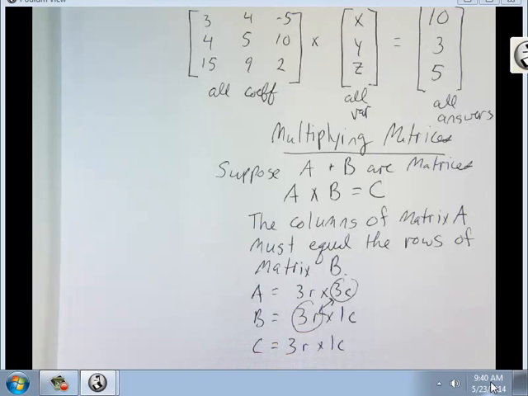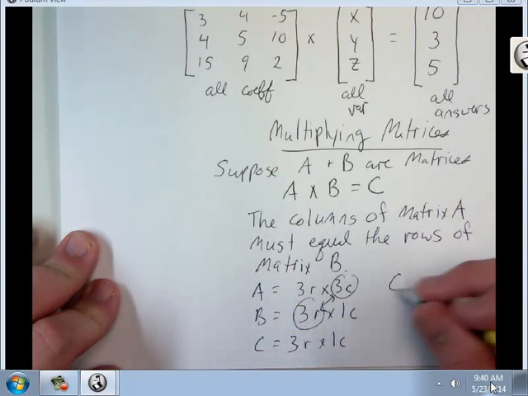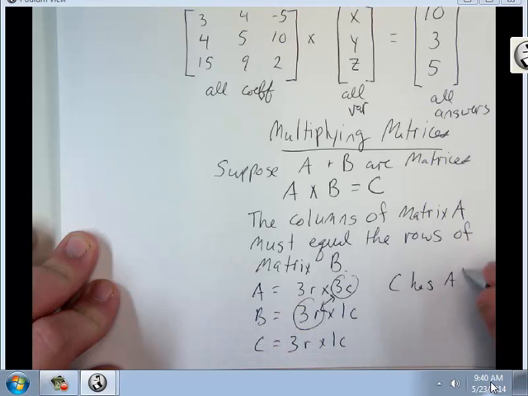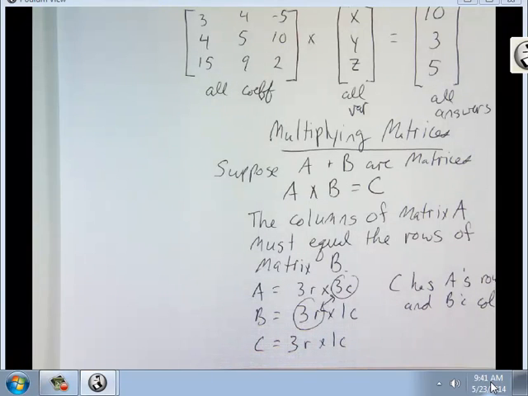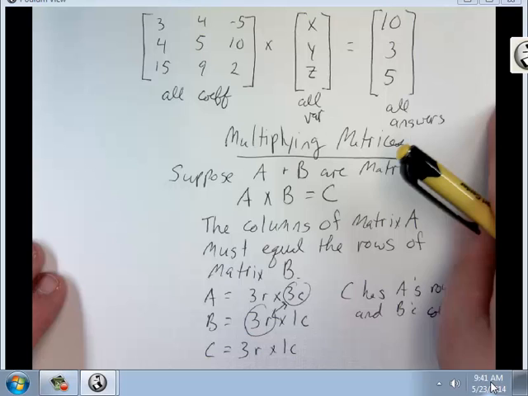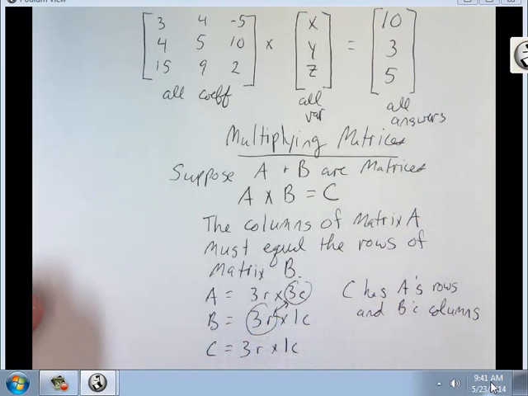So let's just make a note here. C has A's rows and B's columns. Alright, so we haven't really done much with matrices yet, other than just set them up. And we're going to do one more thing in this video before we talk more in depth about matrices. Let's just talk about basic multiplying of matrices together.